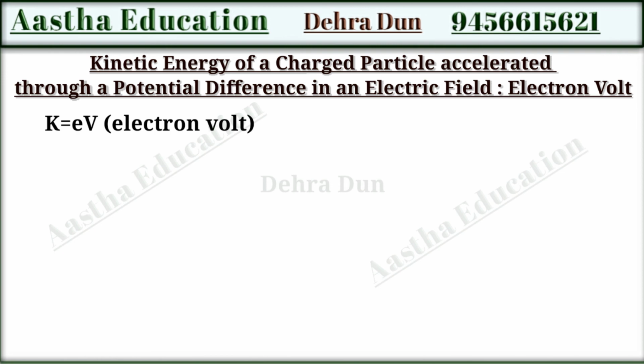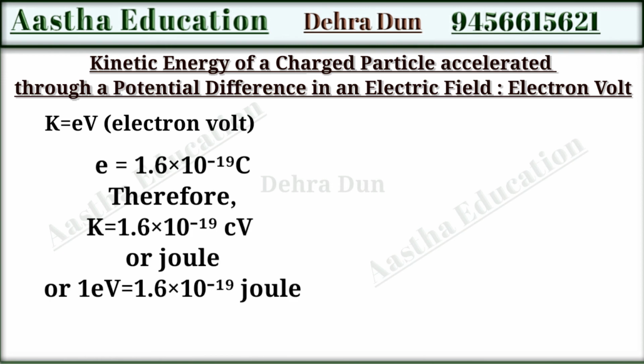Now we know the charge on an electron can be expressed as 1.6 into 10 to the power minus 19 coulomb. So using this value, 1 electron volt is equal to 1.6 into 10 to the power minus 19 coulomb volt, which is equivalent to joule. So we may say that 1 electron volt is equal to 1.6 into 10 to the power minus 19 joule.